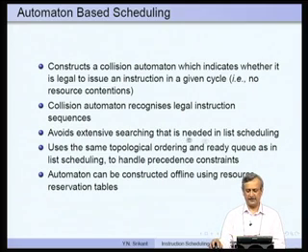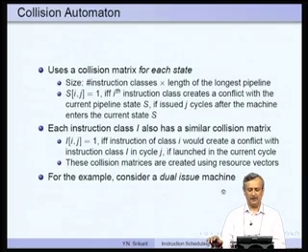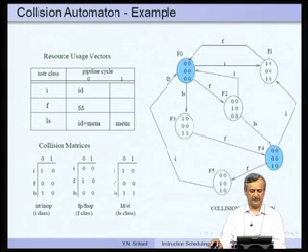It avoids the extensive searching that is needed in list scheduling, and it uses the same topological ordering ready queue as in list scheduling to handle precedence constraints. The most important part is that the automaton can be constructed offline using the resource reservation tables. What are these tables? For example, it uses a collision matrix for each state. I showed you a collision matrix. For example, this is the collision matrix for the I class, this is the collision matrix for the F class, and this is the collision matrix for the load store class.